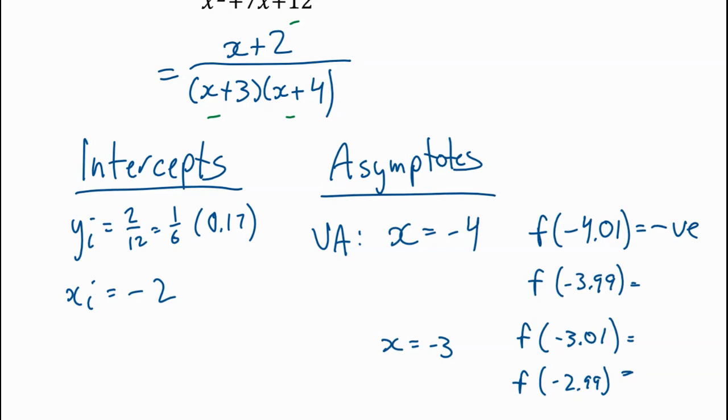So still negative, but -3.99 plus 4, well, now the 4 wins, so now it's positive. So I've got 2 negatives and a positive, which means we're positive. -3.01 plus 2 is negative. Plus 3 is negative. Plus 4 is positive. So this is also positive. -2.99 plus 2 is still negative. But plus 3 now becomes positive. Plus 4 is positive. So I've got 1 negative, so this is negative.